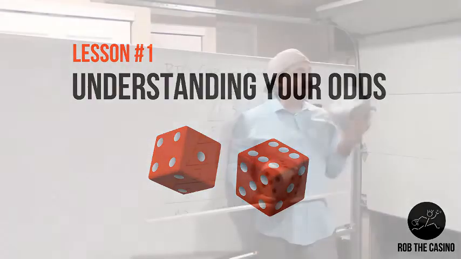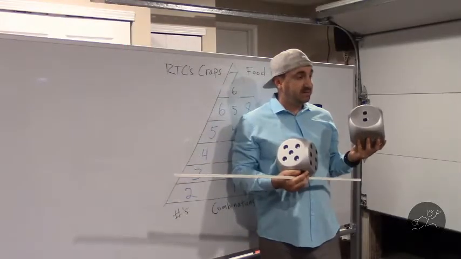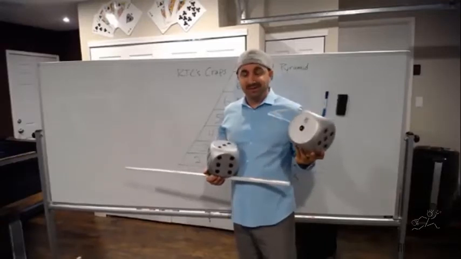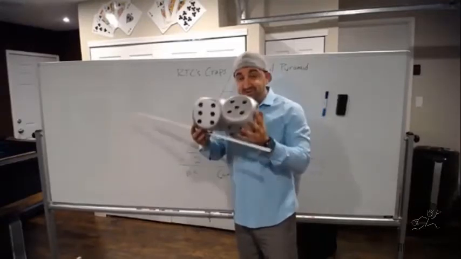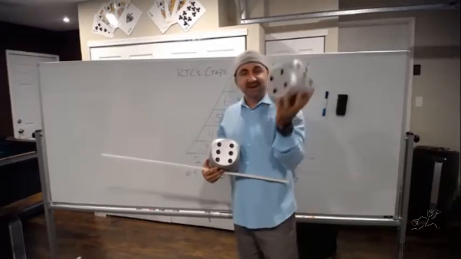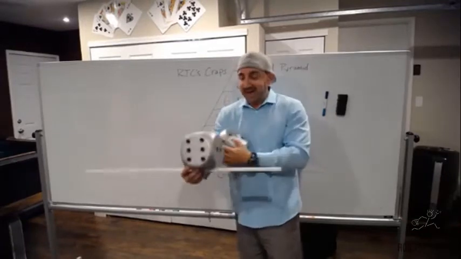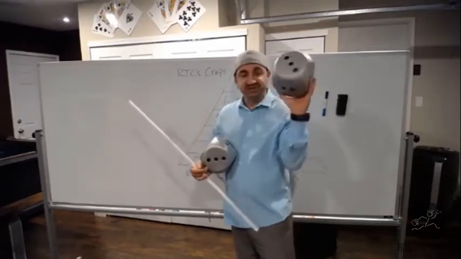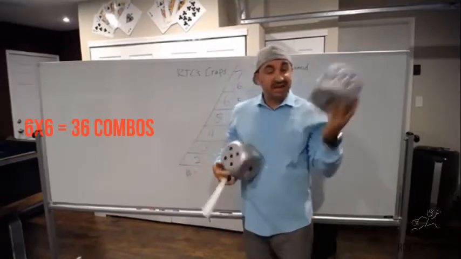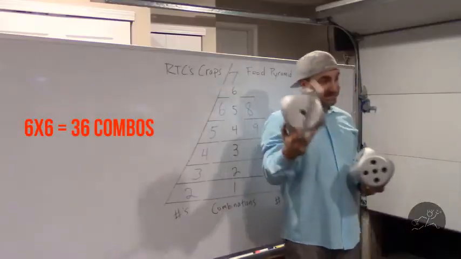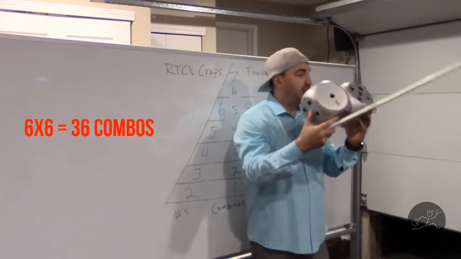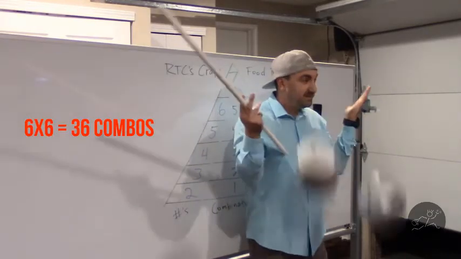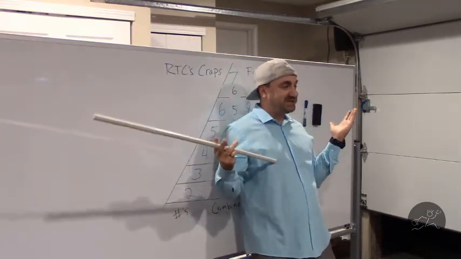These are dice. There are 2 dice. And in the game of craps, you throw 2 dice. There are 6 combinations on one, and there are 6 combinations on the other. When you take 6 combinations on one and 6 combinations on another, you make 36 combinations. Do you know what the combinations will be?